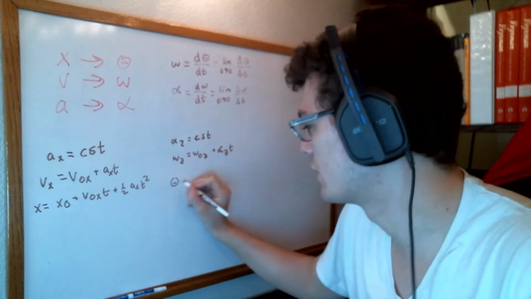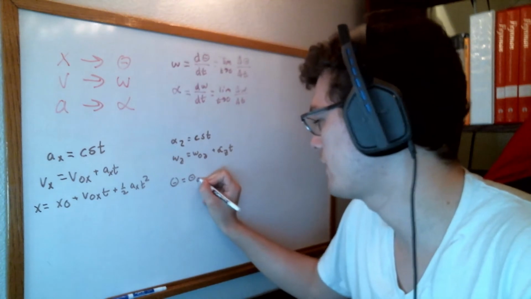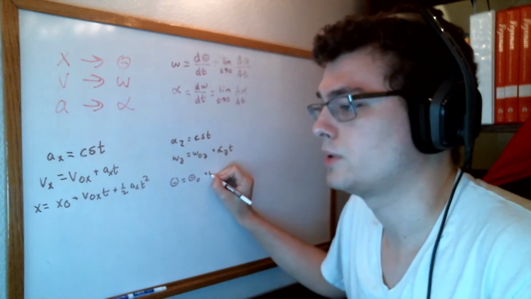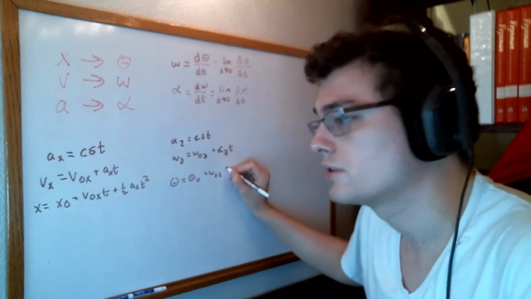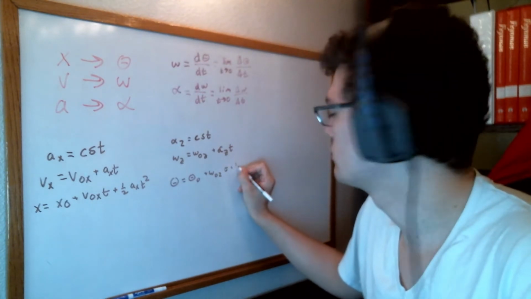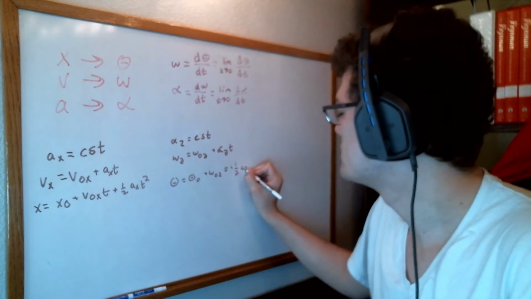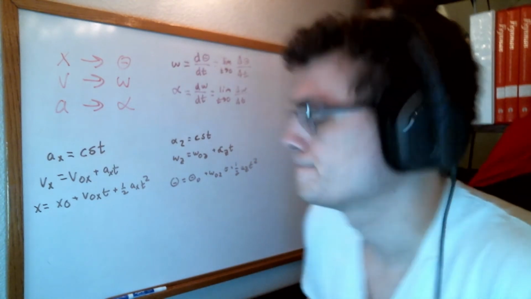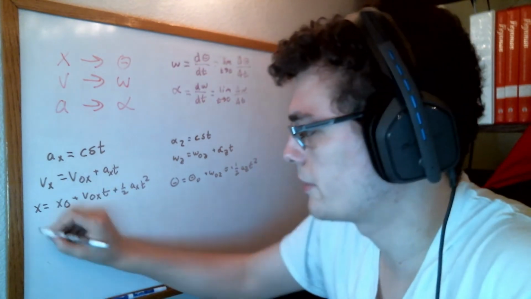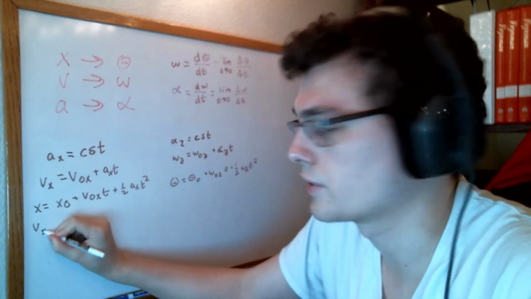Because in this case, we'll get theta is equal to theta naught plus omega naught z t plus 1/2 alpha z t squared. Then the list goes on for the rest of the kinematic equations as well, and I'll write them here for you.